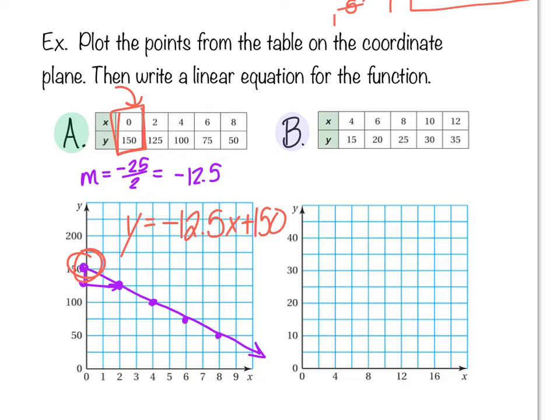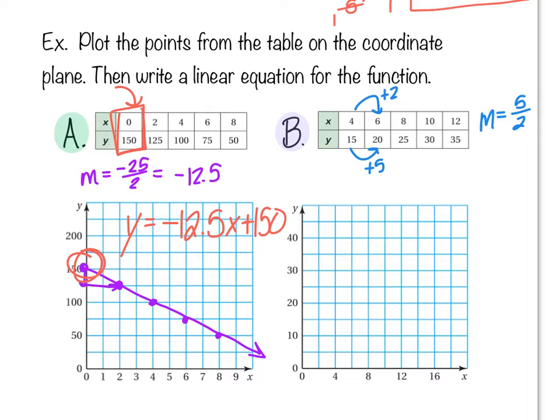And then for the second one here, I'm going to write the function rule beforehand. Let's see if we can do the function rule beforehand. We can see what the slope is doing. It's rising 5 every time we run 2. So my slope is going to be 5 halves.